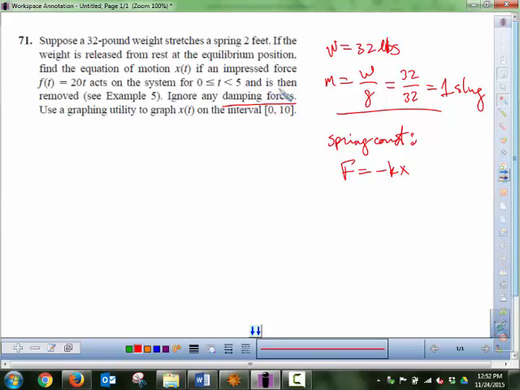You guys remember how to do this problem? All right, so we're trying to find K. We have M. M is equal to 1. And I think the only thing we need is K. And then no damping forces, so was it lambda it's called? K should be 16.